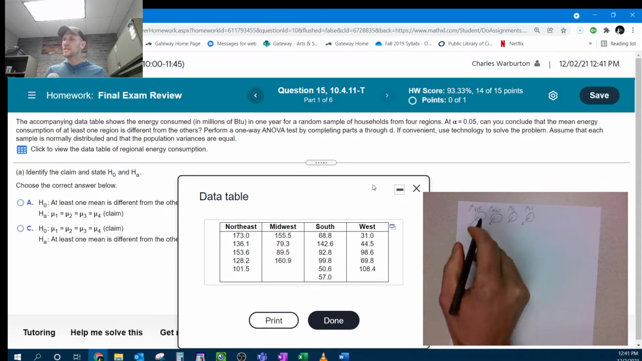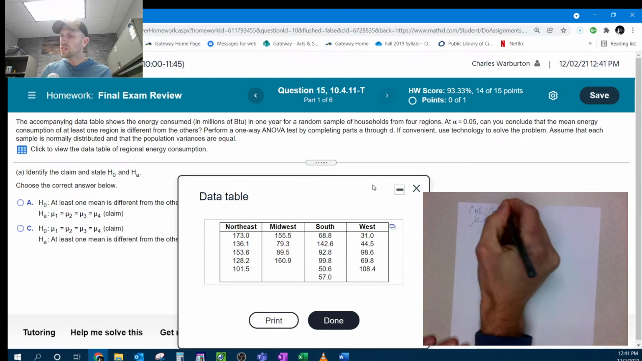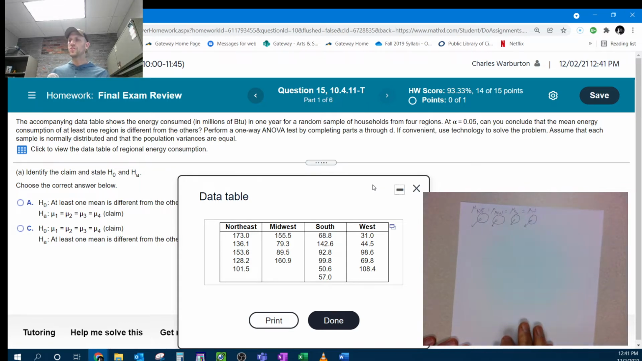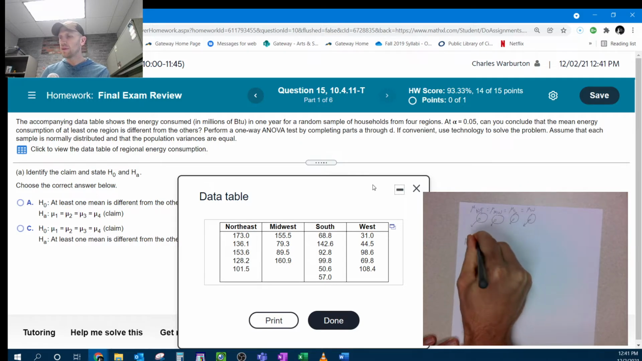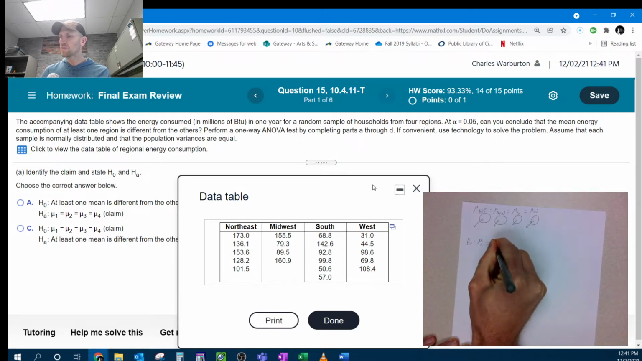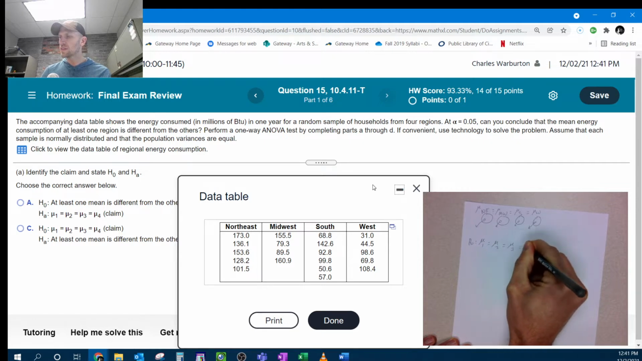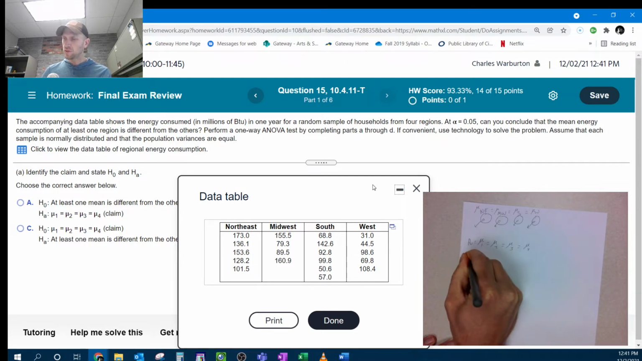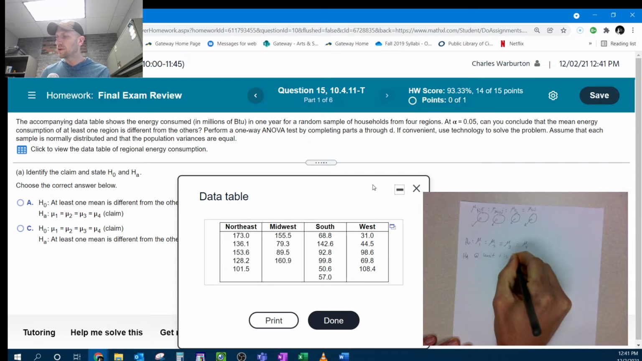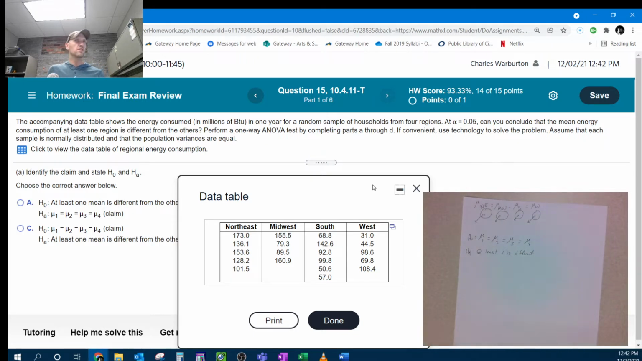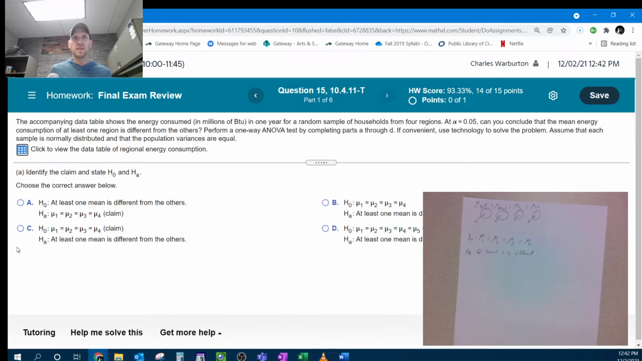All right, so we want to see if these averages are the same or if they're different. The null hypothesis, of course, says that they're the same, that group 1 is the same as group 2, which is the same as group 3, which is the same as group 4. And then the alternative hypothesis says that at least one is different. I don't know which one, but at least one is different. The null says they're equal. The alternative says at least one is different.